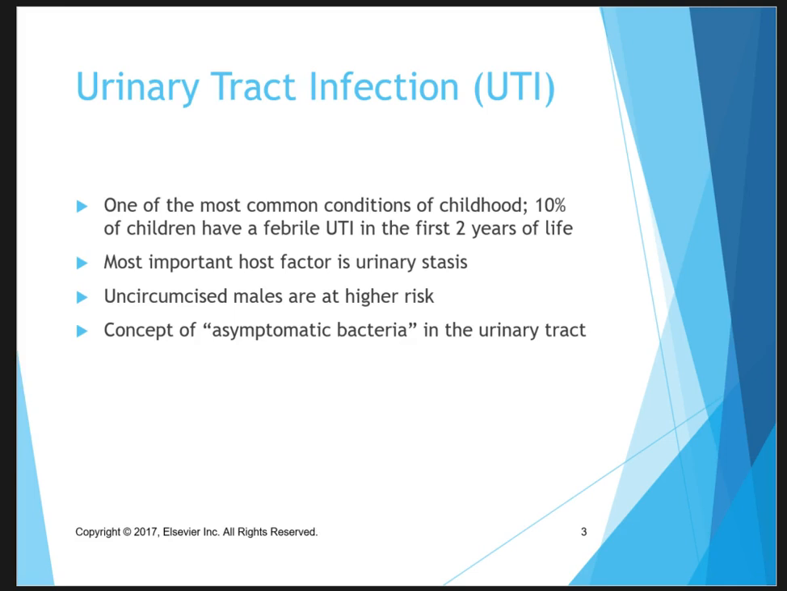Highest risk are Caucasian children, females, and uncircumcised boys. And uncircumcised males that are younger than 3 months and females under 12 months have the highest risks. And then we're going to be talking about this concept of asymptomatic bacteria in the urine and in the urinary tract as we go through.